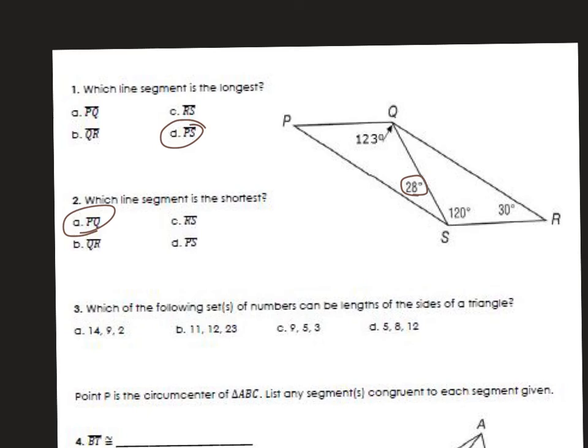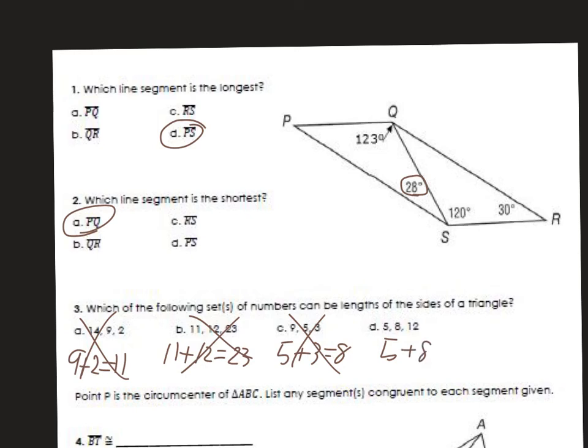Number 3, which of the following sets of numbers can be the lengths of the sides of a triangle? Well, the sum of any two sides must be greater than the third side. So let's check real quick. Let's take the smallest sides, add them together, see if they're bigger than the third side. 9 plus 2 is 11. 11 is not bigger than 14. 11 plus 12 is equal to 23. 23 is not bigger than 23. 5 plus 3 equals 8. 8 is not bigger than 9. 5 plus 8 equals 13. 13 is bigger than 12.